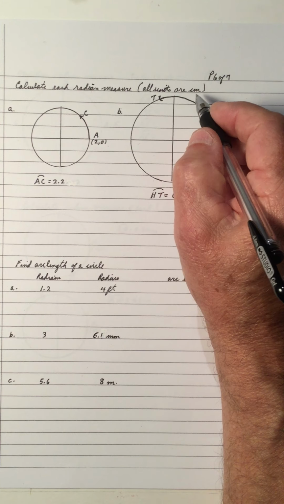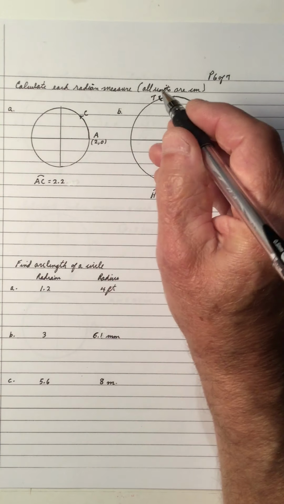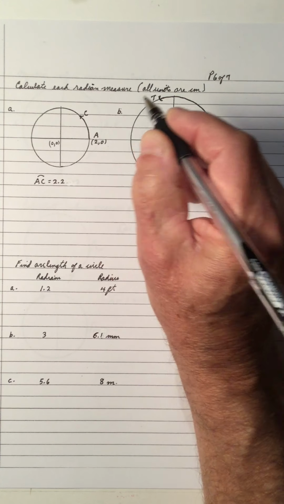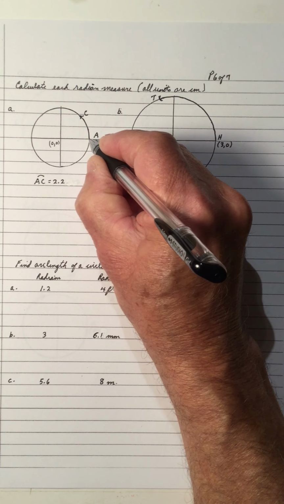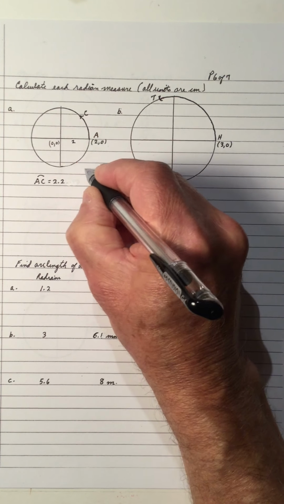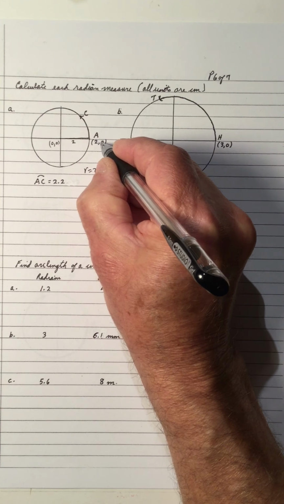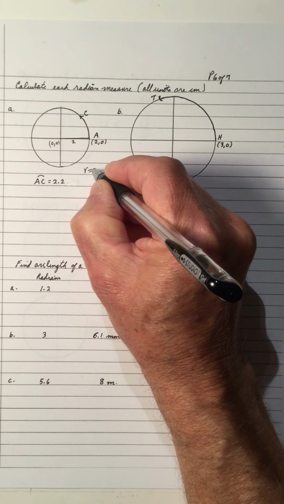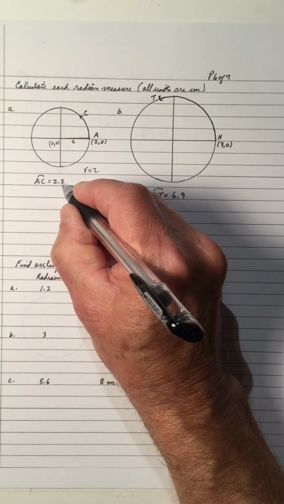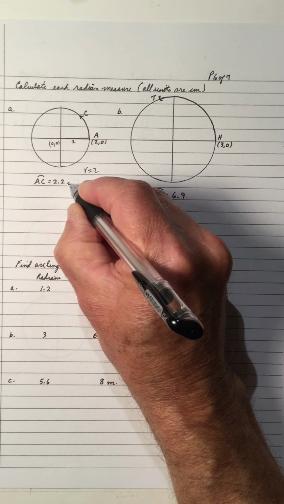Calculate each radian. All the units are centimeters. If you look at this circle, the center is understood to be 0, 0. Notice this point A is 2, 0. That means the radius of the circle is 2. The arc length AC is 2.2. Again, the units are centimeters.